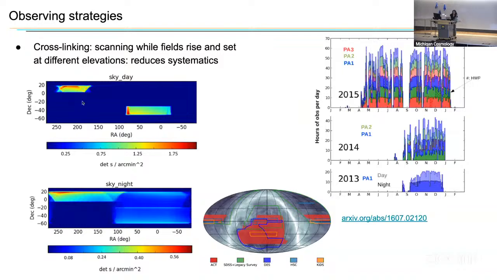So when you see maps of depth coverage here, you're looking for cross-linking and overlap that will give you the lowest possible noise and systematics with your final maps. In the end, you don't get 24-hour perfect observations. You get something that looks like this. This is ACT's observing time, integrated time, starting from 2013 and then going to 2015. We, of course, observed into the 2020s.